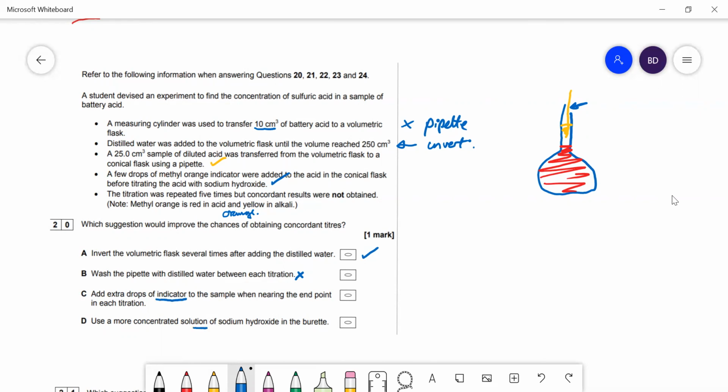If you use a more concentrated solution of sodium hydroxide, that wouldn't really help, because that means you would use less of it every time, which would make your percentage error bigger. Okay, so I think A is the best answer there.